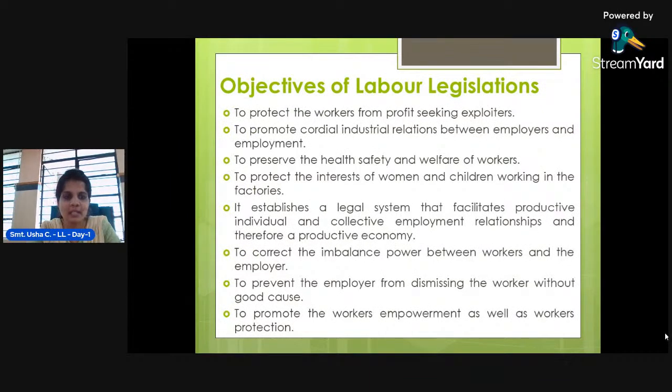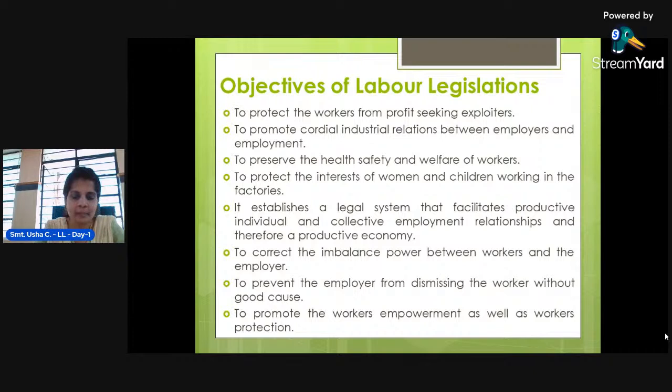Before that, let us understand the objectives of labor laws, the objectives of labor legislation. Why did this labor legislation come into force? What's the reason? What's the purpose of this labor legislation? The main objective of this labor legislation is to protect the workers. It is to protect the workers from profit seeking exploiters. Who are called profit seeking exploiters?